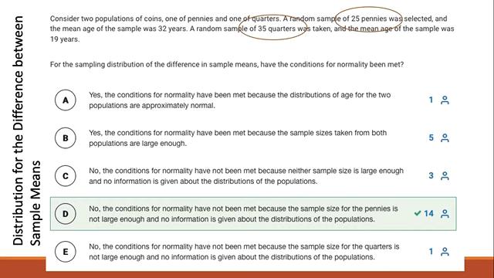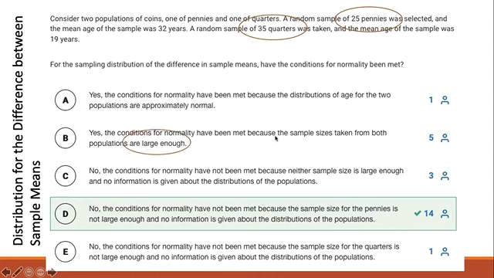So next question, we have 2 different sample sizes, and we don't know anything about the age of the pennies and the age of the quarters. I don't know anything about the distributions of the population ages of those pennies and quarters. So I have 25 pennies and 35 quarters. The correct answer here regarding the normality condition is that no, the conditions for normality have not been met because the sample size for pennies is not large enough. I would want that sample size to be 30 or more.